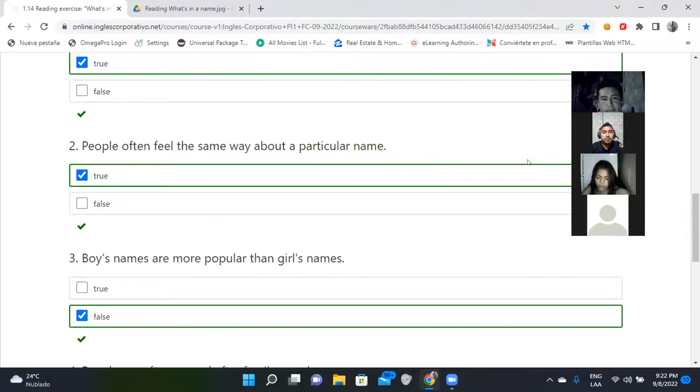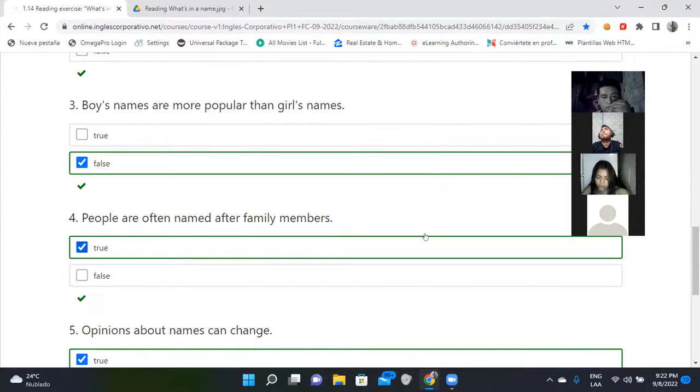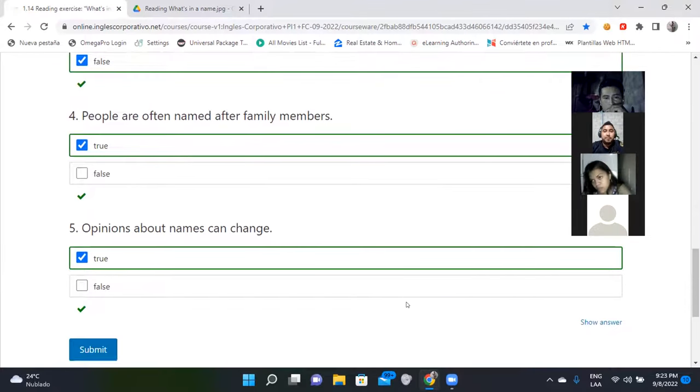David Alberto, number two. People often feel the same way about a particular name. True. Good. Joaquin, number three. Okay, Stanley, three. Boys' names are more popular than girls' names. Excellent. False.